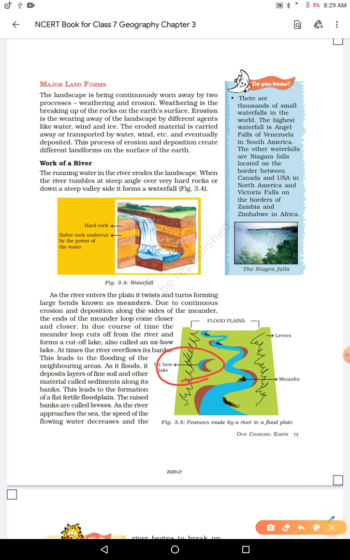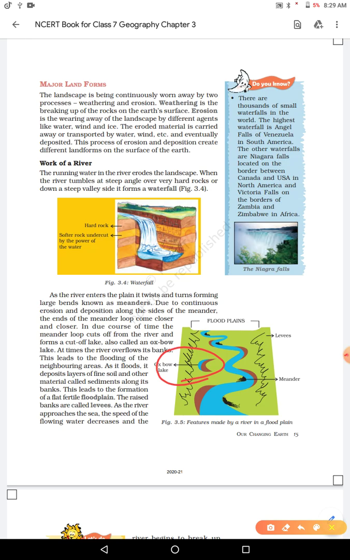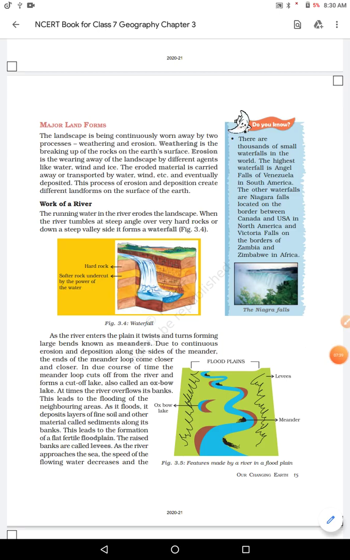So the river plays a very important role. It forms alluvial soil, as well as oxbow lakes, as well as meanders. At times the river overflows its banks, which leads to flooding of the neighboring area.